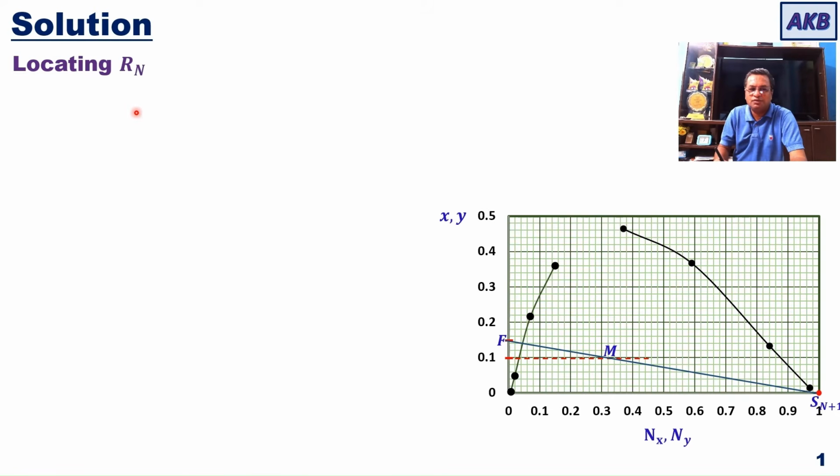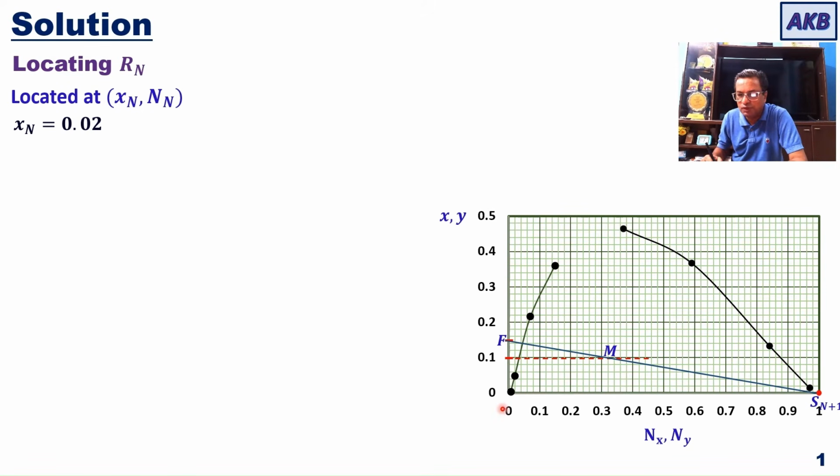Next is we have to locate the point Rn. Point Rn will be located with the coordinates xn, nn, where xn is the weight fraction of C in the raffinate phase, and nn is the weight fraction of B in the raffinate phase. That xn is known to us. It is given to us, xn is 0.02, and we are going to use that to locate point Rn.